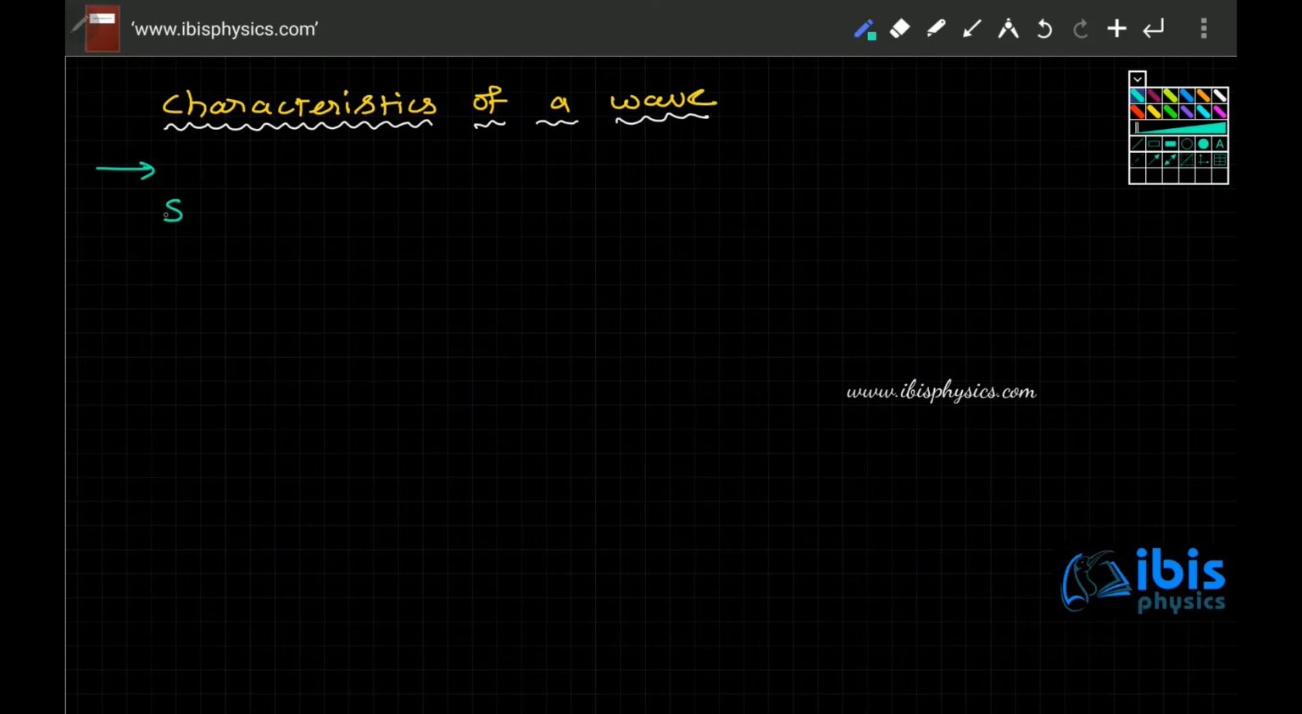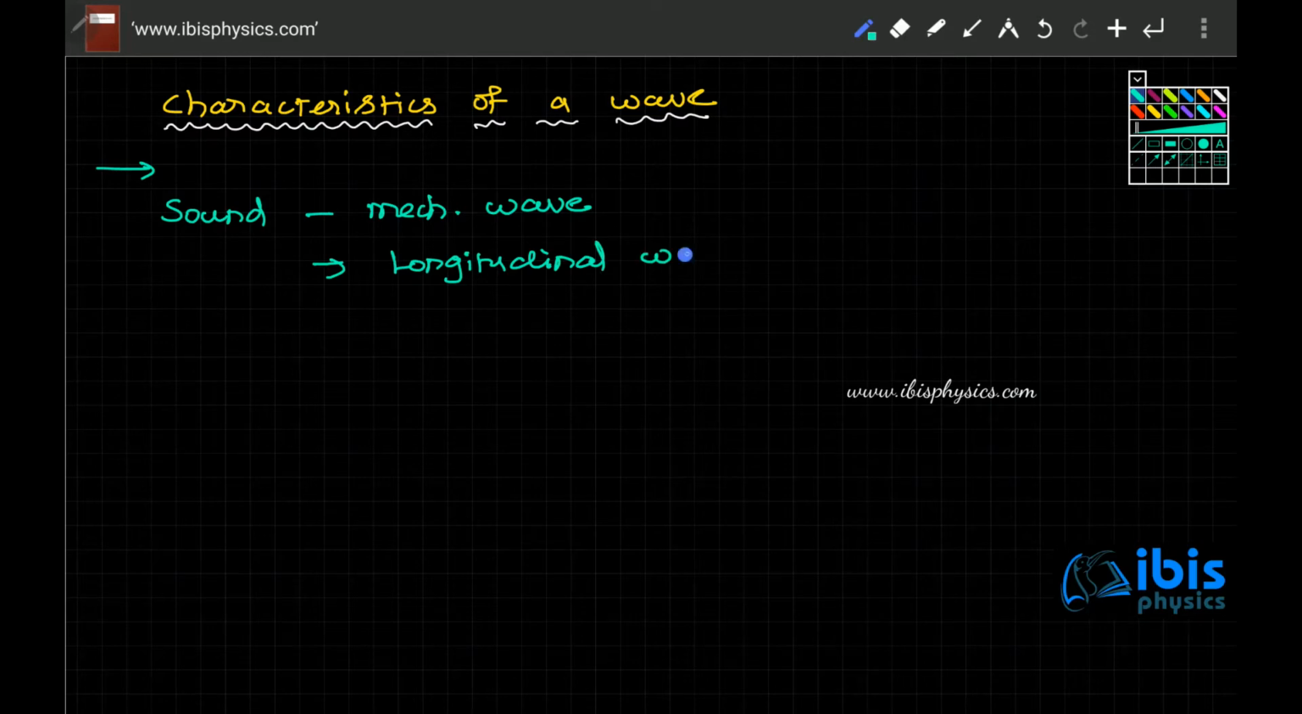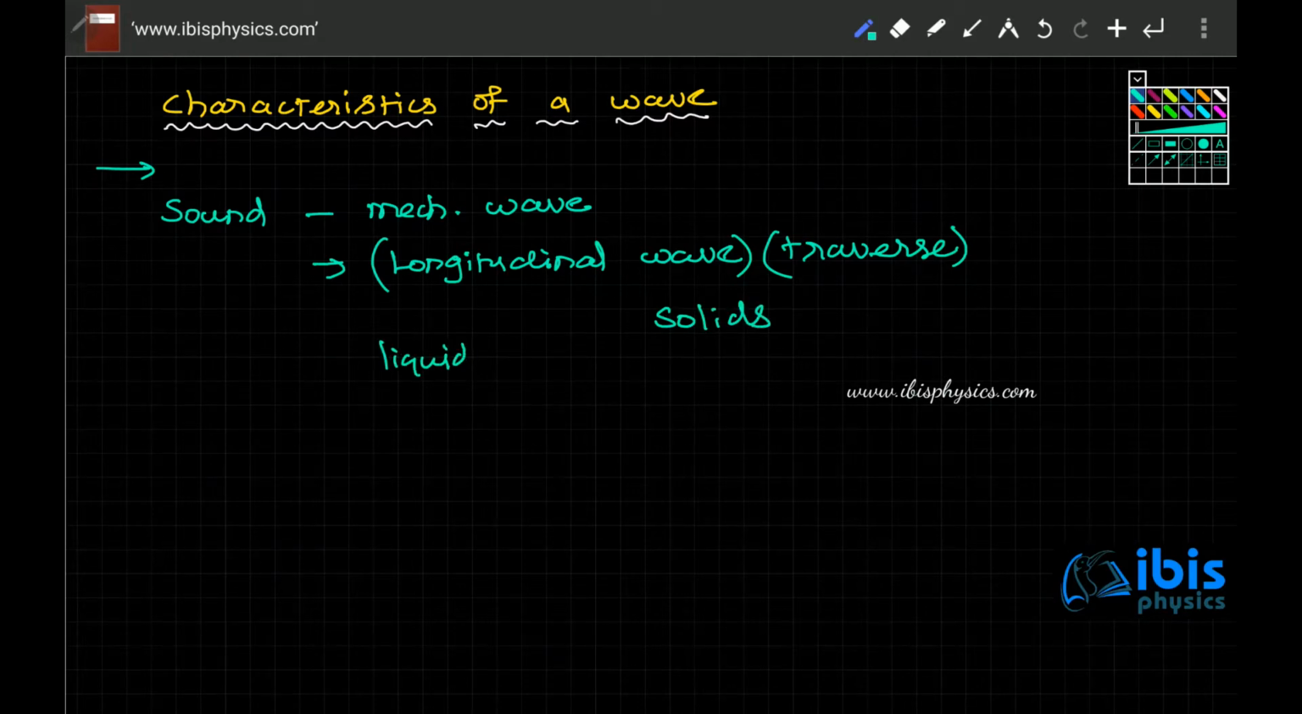In the previous video we have seen something about sound. Sound is a mechanical wave because it requires a medium for propagation. Moreover, it is of both types, both longitudinal wave and transverse wave. In the case of solids, it is longitudinal plus transverse. In liquids and gases, sound travels only in the form of longitudinal wave, whereas in solids it travels in both the forms.